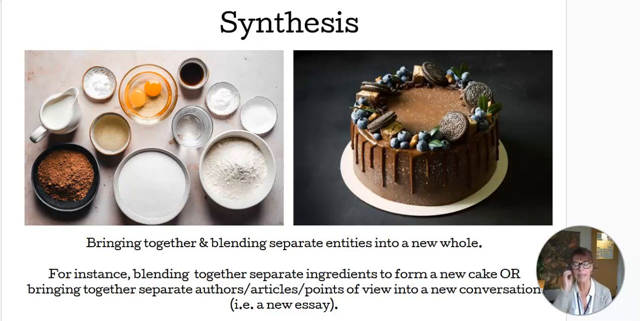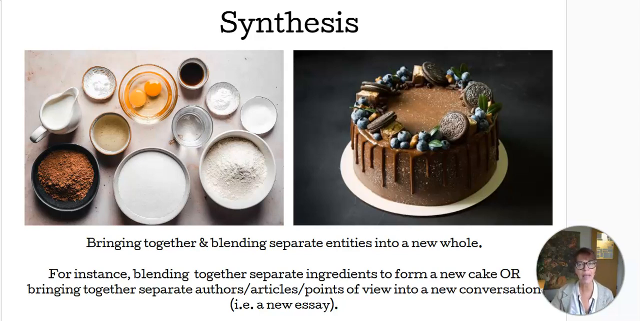And so what synthesis means, I like the analogy of baking, because synthesis simply means taking separate entities, separate things, and bringing them together into a new whole. And so baking is perfect, because if you're going to bake a cake, you are going to go out and gather together all of these ingredients that are really unique on their own.